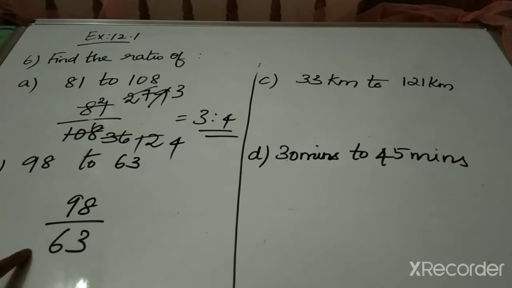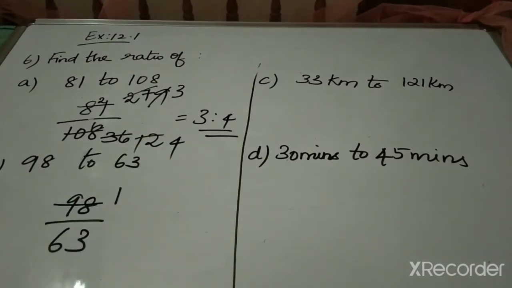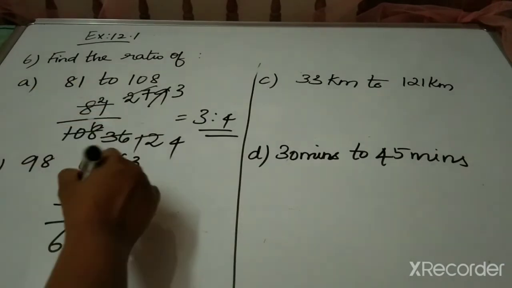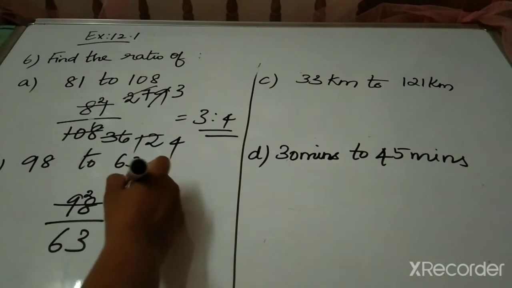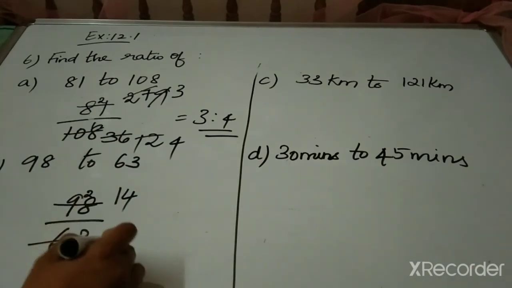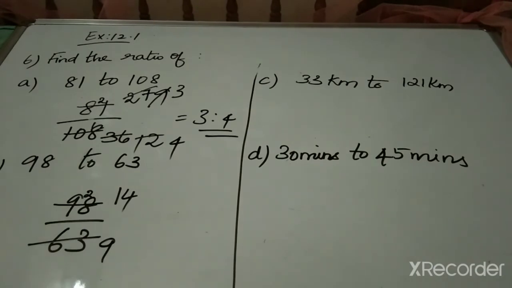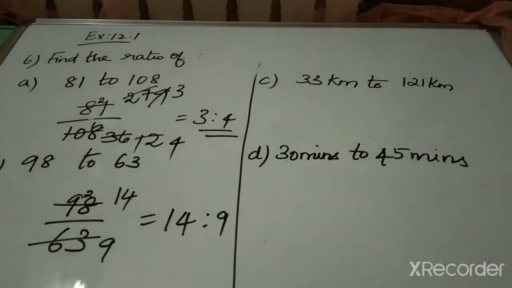When I take 7 table, 7 1s are 7. So what is remaining? 2 is remaining, so this number is 28. 7 into 4 is 28. Here 7 into 9 is 63, so you have 9 now. 14 and 9 can't be cancelled in any table. So the ratio is 14 ratio 9. Clear?